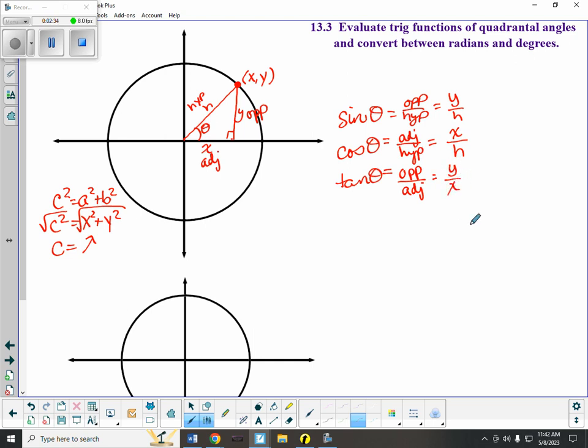If you had numbers, you'd just be plugging in those numbers, but we are going to be using these values now when we work with quadrantals. Whenever you see the opposite, that refers to your y value, and adjacent refers to your x value.